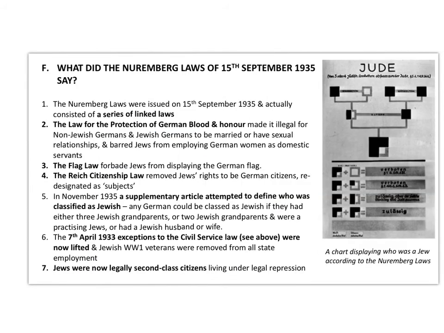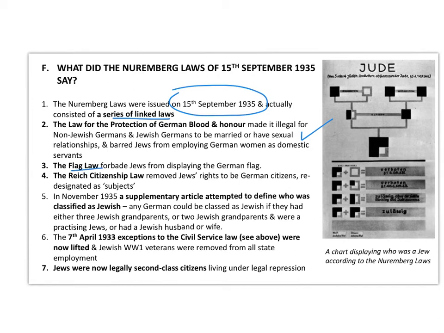So what exactly were they? Well, it's well documented. They were actually a series of linked laws. The most famous one is basically the law for the protection of German blood and honour. It was made illegal for non-Jewish Germans and Jewish Germans to be married or have sexual relations. So that was a major change, okay? And remember, that essay question is about change, okay? So now it is against the law to marry a non-Jewish German or to have sexual relations.